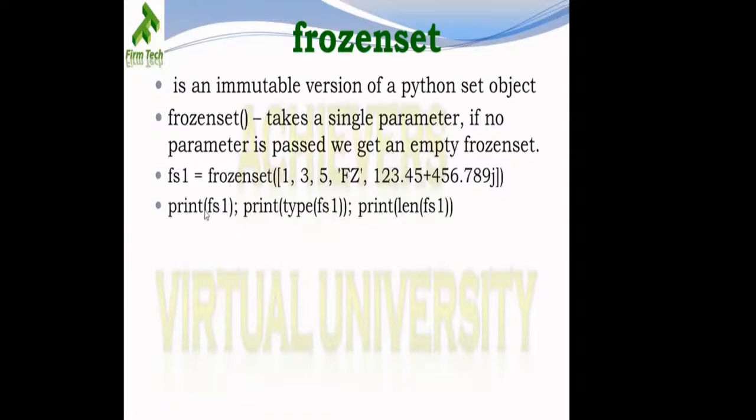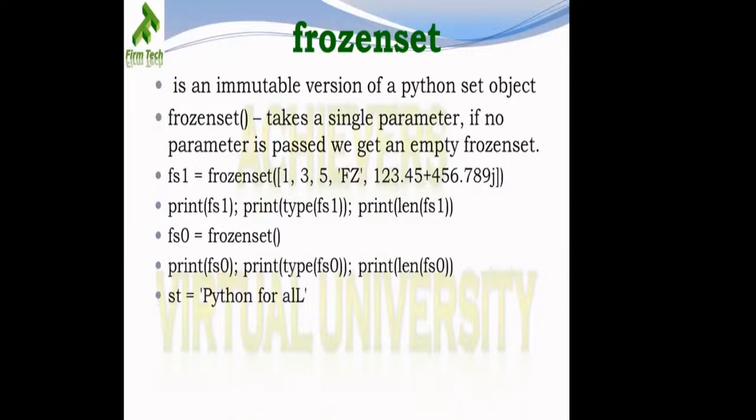This print of fs1 will print all the elements of this frozen set, print of type of fs1 will display the type, that is frozen set, and print of length of fs1 will display the number of elements inside this frozen set. Here fs0 is the variable name, and the frozen set without any parameters will yield an empty frozen set.